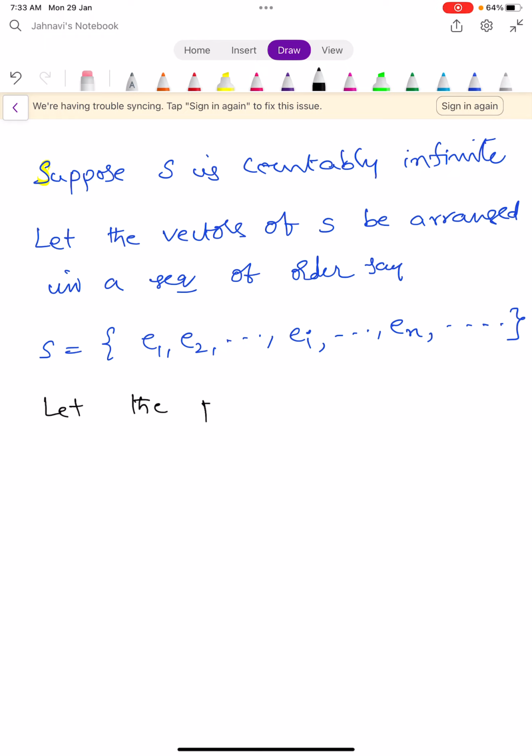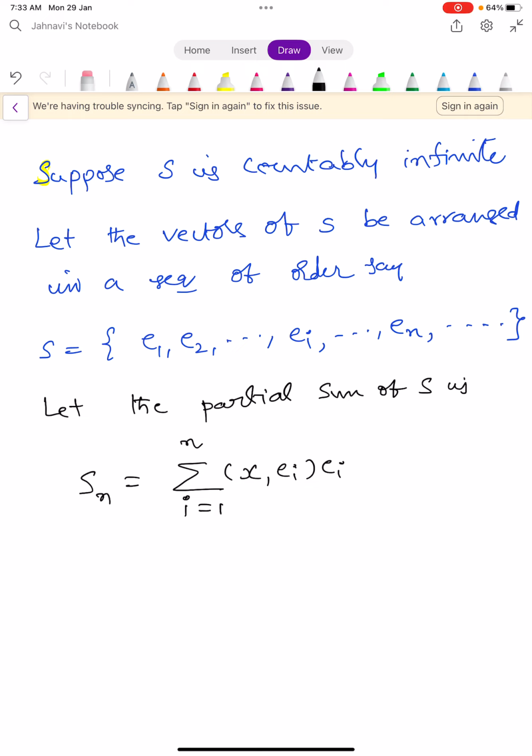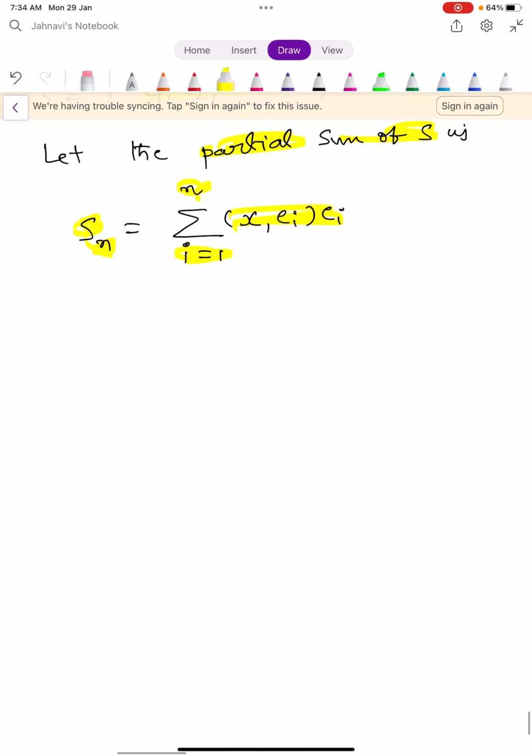Let the partial sum of S be Sn equals summation over i equals 1 to n inner product of x comma ei into ei. Here you have to remember this definition. We define the partial sum. Here S is countably infinite and the elements of S can be arranged in this sequence e1, e2, e3 and so on, en and so on up to infinity. We define the partial sum of S as Sn equals summation over i equals 1 to n inner product of x comma ei into ei.